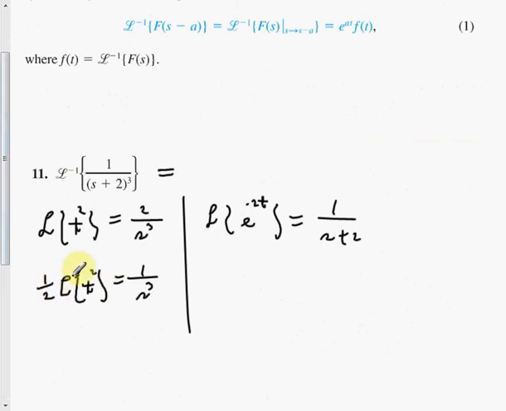I got the 1/2 here times the t squared, then times this e to the negative 2t.